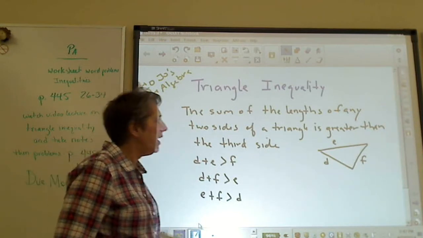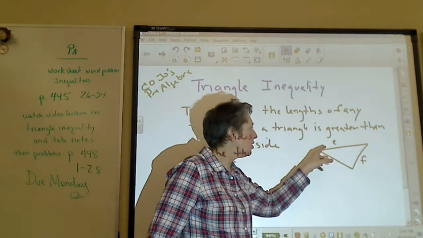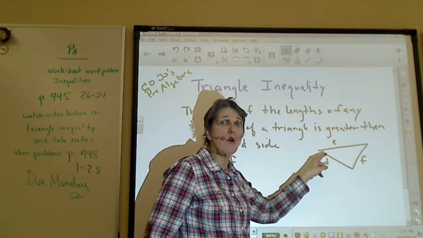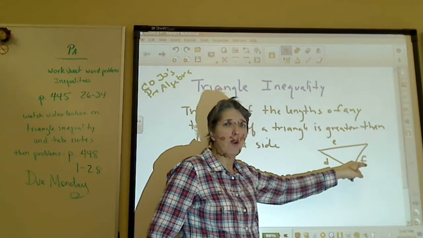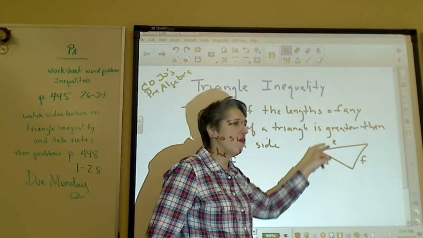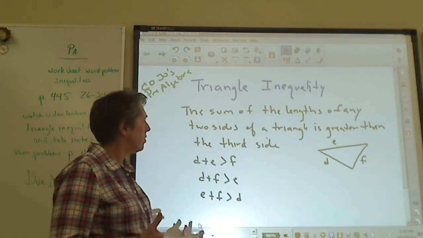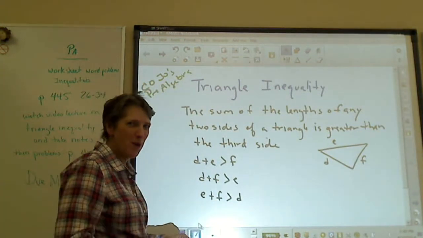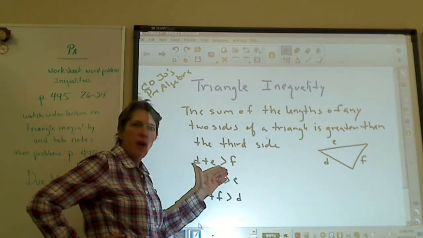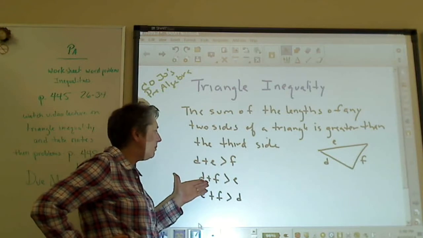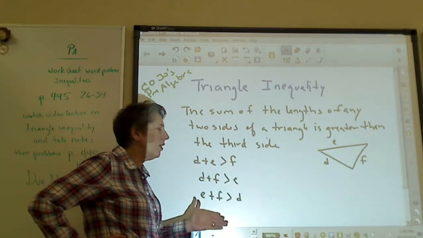That means if I add up any two of these sides, the sum of those two sides together should always be greater than the other side. So if I add E and D, it should be greater than F. F and D should be greater than E. And then E and F should be the last one. So here it is. D plus E is greater than F. If I add sides D plus F, they're going to be greater than E. And if I add sides E plus F, they're greater than D.